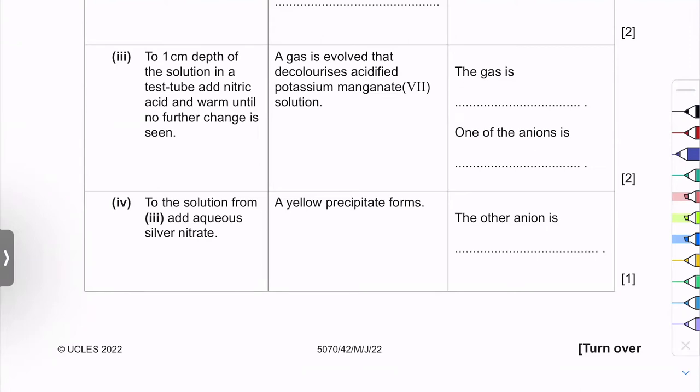Dusra tha ke aapne add kiya aur gas aayi hai aur usse aapko wo gas jo hai wo KMnO4 ke sath react kar jaye. In that case, that gas is sulfur dioxide. Aur sulfur dioxide kis wale se aati hai? Sulfide se aati. Theek hai? So acid add karne se hamare paas do cases ho sakte hain jisme gases aaye. Carbon dioxide aayegi, lime water milky hoga, that shows it's carbonate. Sulfur dioxide aayegi, which will turn purple to colorless for KMnO4, that's sulfite. So the gas is sulfur dioxide and one of the anion is sulfite.